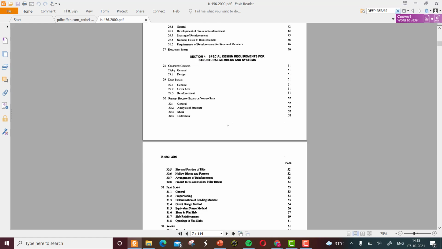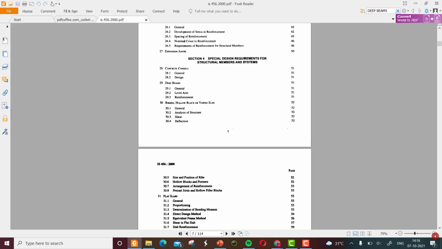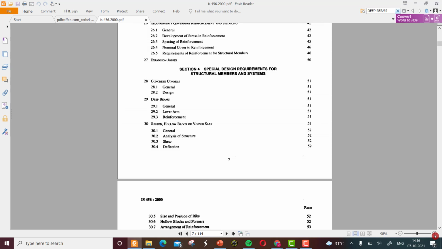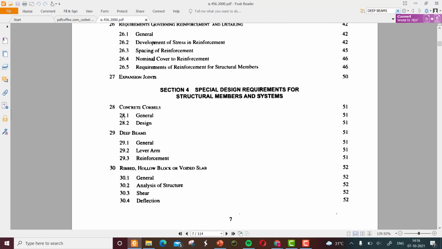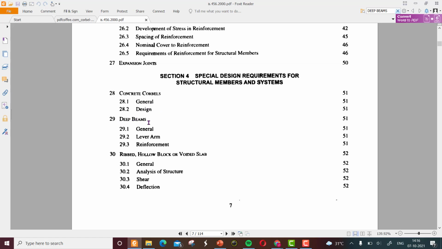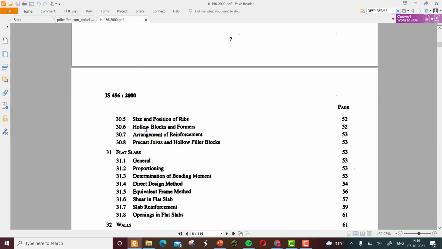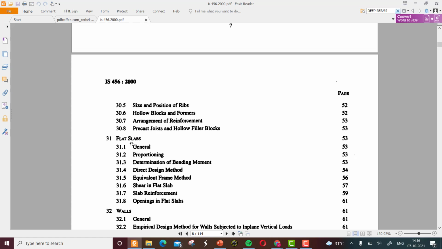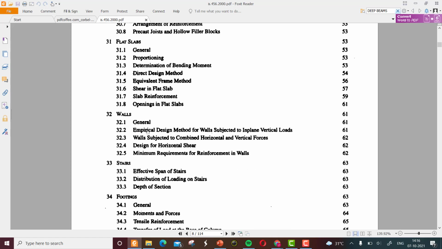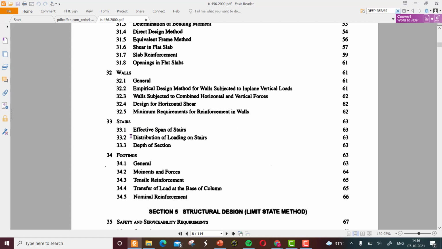In section 4 of the IS code, I'll just maximize. Clause 28 is on the concrete corbel, the design procedure, and 29 is on the deep beam. Then 30 is on the ribbed slab, and you can see 31 is on the flat slab, which will come in module number 2. Walls are not in the syllabus. The stairs and footings you already learned in the design of concrete structures 2.